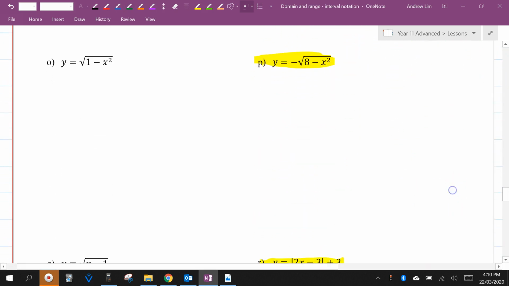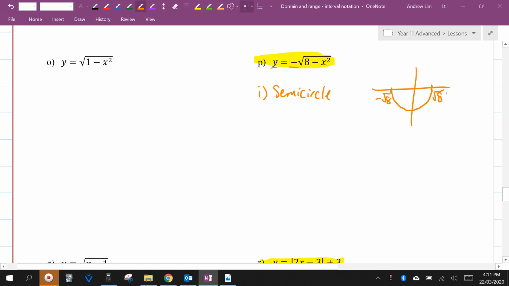Let's have a look at question P. Here we have y equals negative square root of 8 minus x squared, which we know is a semicircle. What does that look like? Well, because y is negative, it's going to fall underneath the x-axis. This here is going to be negative root 8, and this here is going to be root 8.